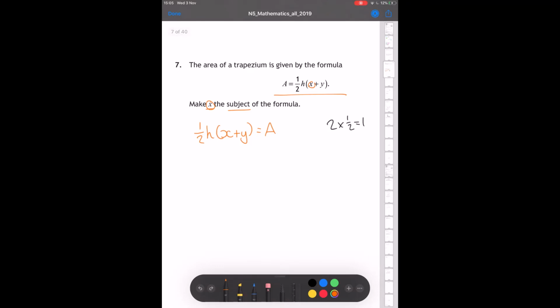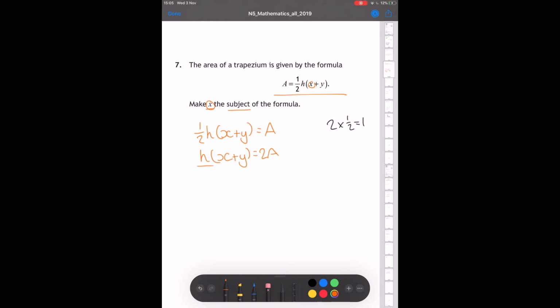And just to note, you have to multiply the entire thing by 2, not just one side. What you do to one side, you must also do to the other. Why? Because it's an equation. Let me see. So multiplying the whole thing by 2, we get h, x plus y is equal to 2a. Next step, this h needs to go.